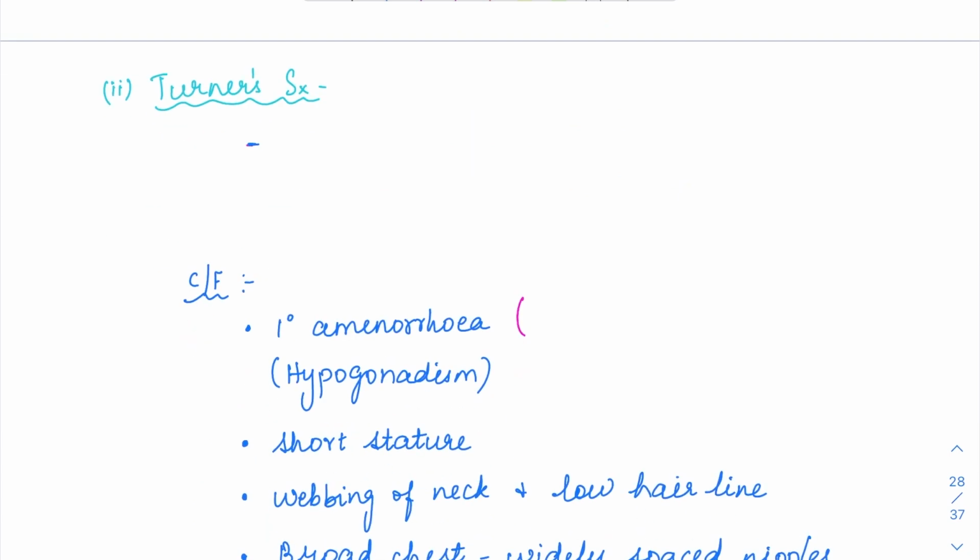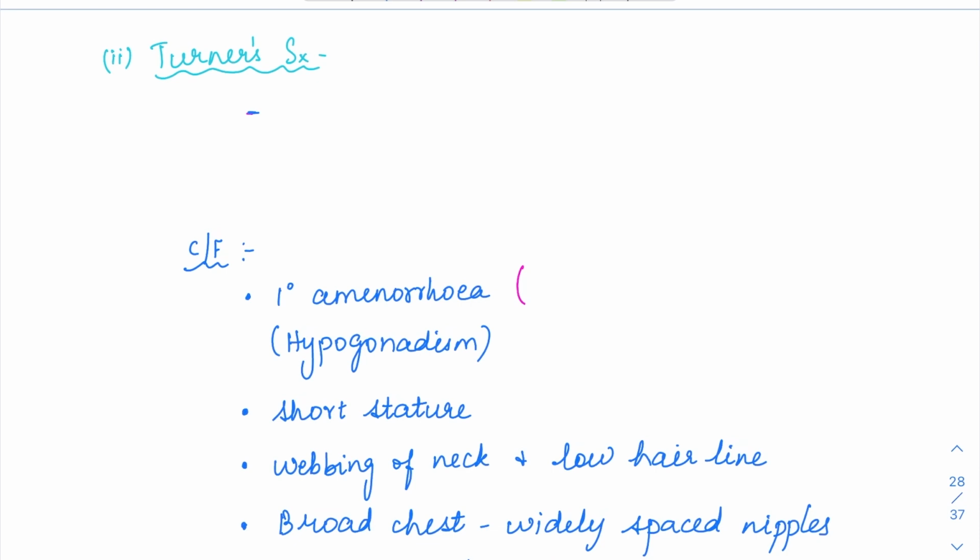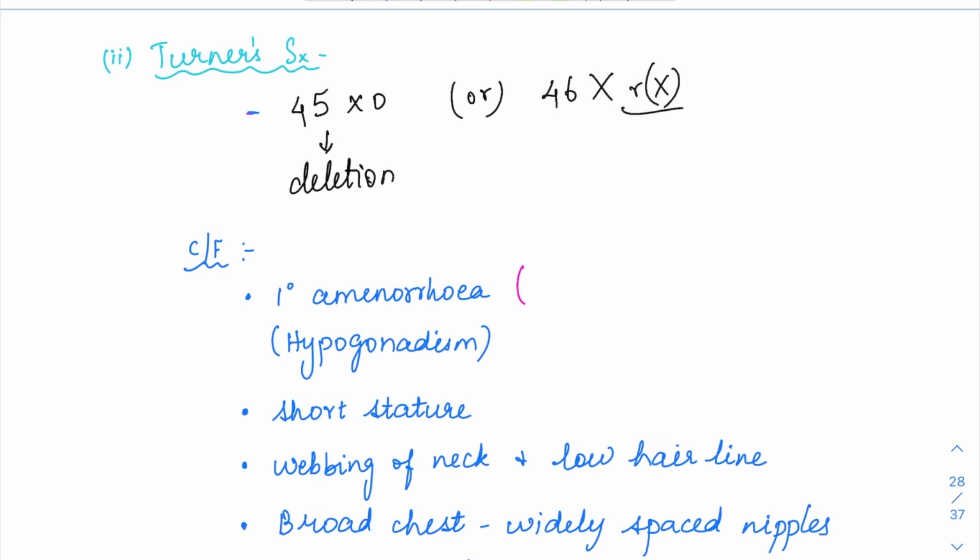Moving on to the second sex chromosomal disorder, it is going to be Turner syndrome. Turner's, I already mentioned, the genotype is 45 XO. This is because of deletion of the second X, or it could be a ring chromosome. With a ring chromosome, both X chromosomes are actually present, so it is going to be 46 only. One X is normal, the other X is the ring X. Okay, this ring X is going to be useless basically.